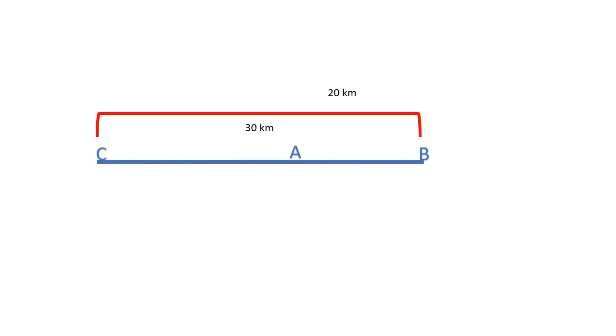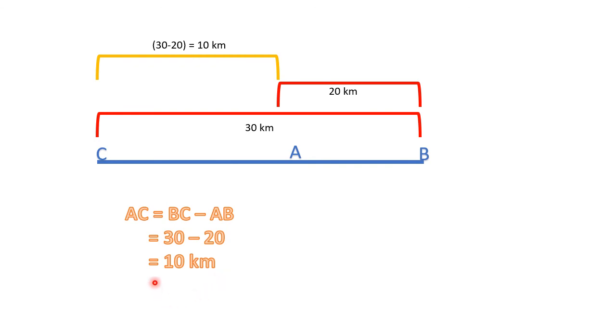Now, here, as you can see, BC is 30 kilometers, AB is 20 kilometers, which means CA is 30 minus 20. Now we have got that her position is 10 kilometers. So she's at her final 10 kilometer position, right? Now we know that it is towards the west. So we know that her position is minus 10. Her position is shown by the integer minus 10.